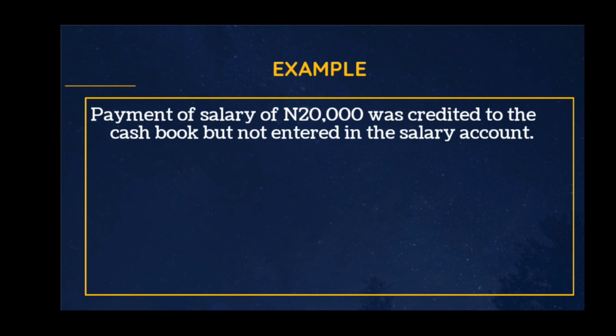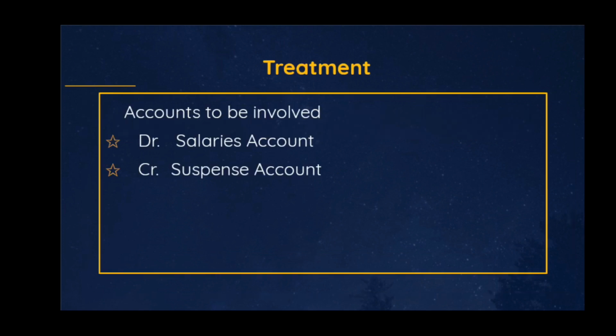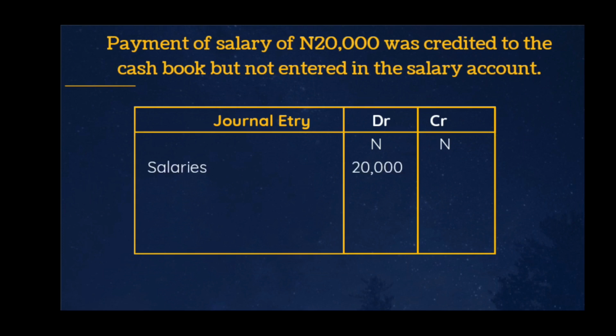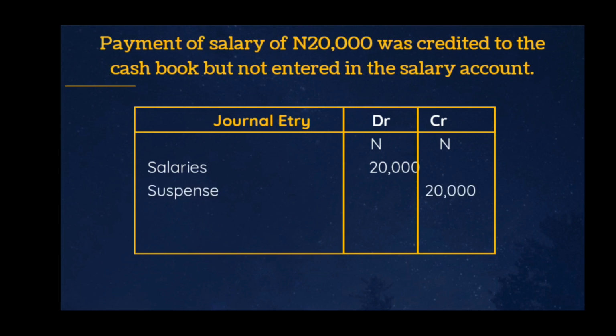But in this case, the salary account was not prepared at all. It will surely affect the agreement of a trial balance. So how are we going to treat that? That means we are going to open an account for salary account. Then we'll debit it with that amount. That is, we are going to debit salary account while the corresponding credit entry will go to the suspense account. So the journal treatment will be debiting salary account 20,000 naira and crediting suspense account with 20,000 naira.